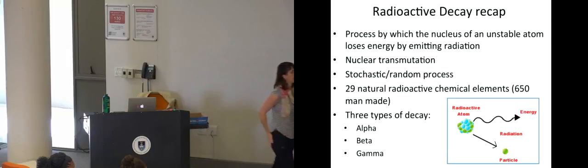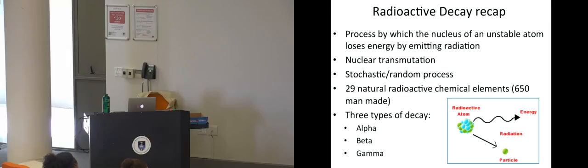Just to look a little bit at radioactivity. This is the process by which a nucleus of an unstable atom loses energy by emitting radiation. It's a naturally occurring process, and some elements have nuclei which are unstable, and they release energy, and there are 3 different types of decay. They release energy and eventually reach a stable state, which is what they're after. So it's nuclear transmutation, where you're actually changing the nucleus of your element. It's a stochastic, or random, process.